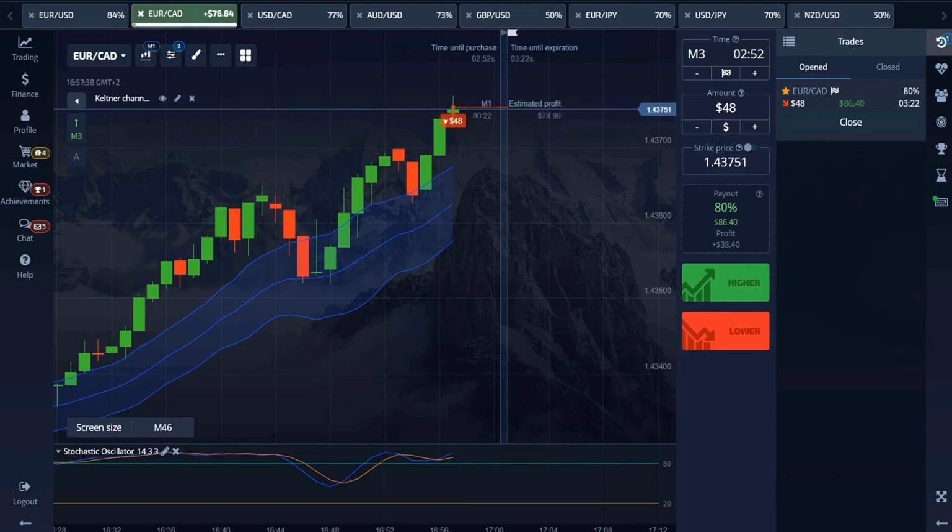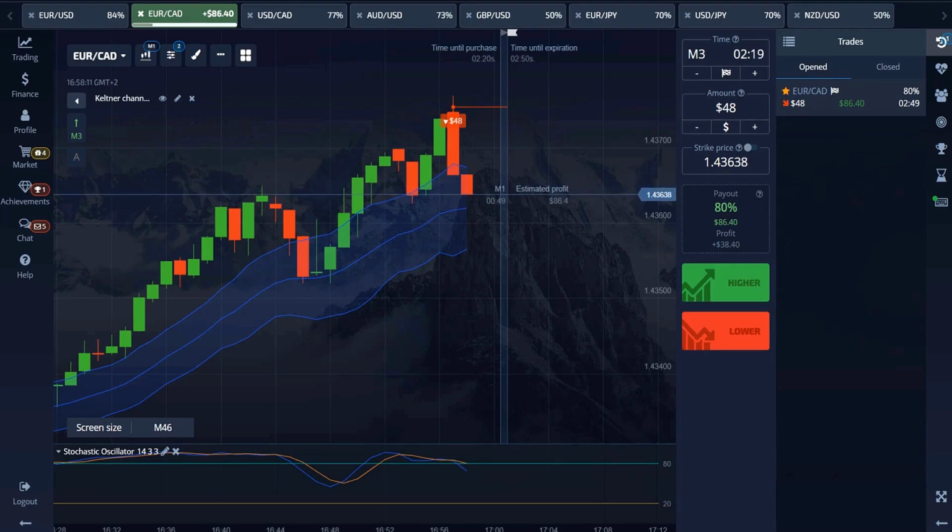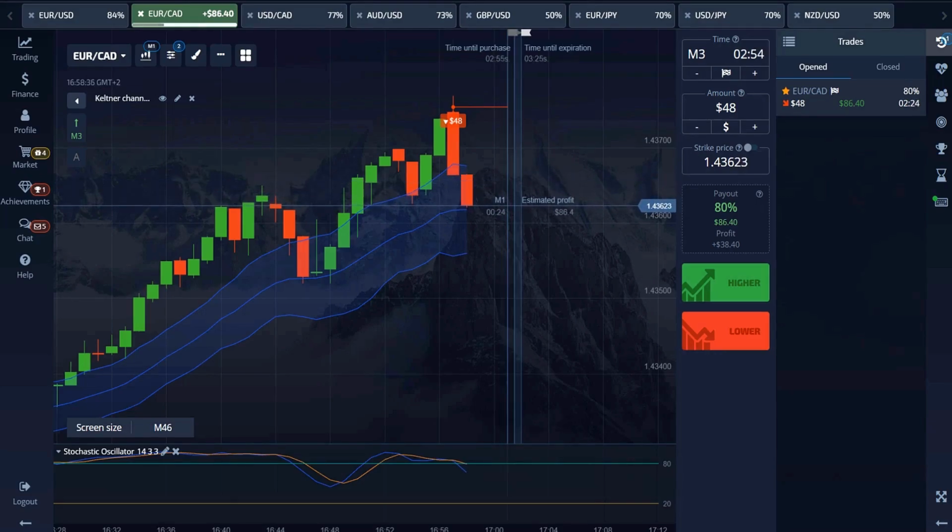All right, traders, check this out. This is a textbook sell trade setup based on our strategy. As you can see, the price is above the Keltner Channel, and at the same time, the Stochastic Oscillator is in the overbought zone. That's exactly the signal we need for a high probability sell trade. Now let's patiently wait for the result. Remember, no need to rush. The key is to follow the rules and stay calm.